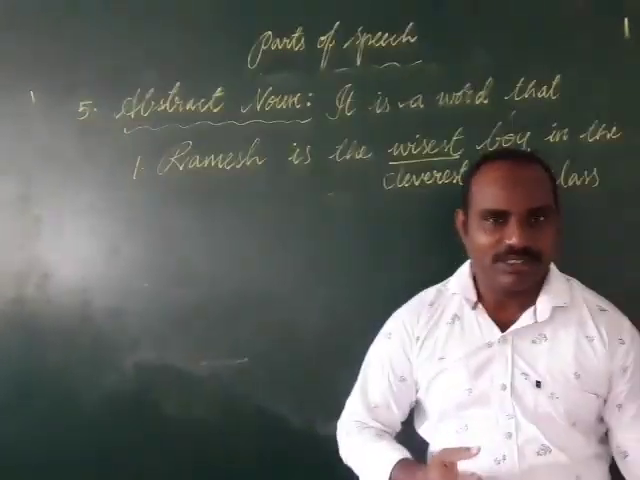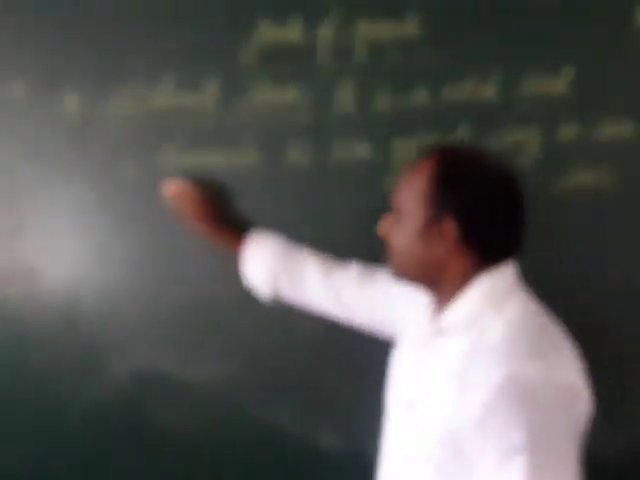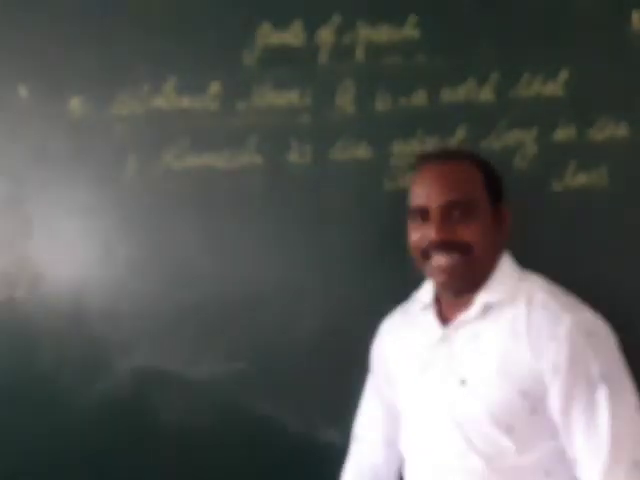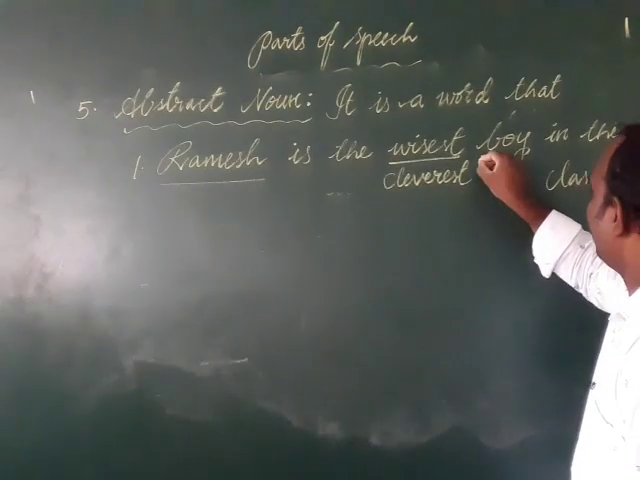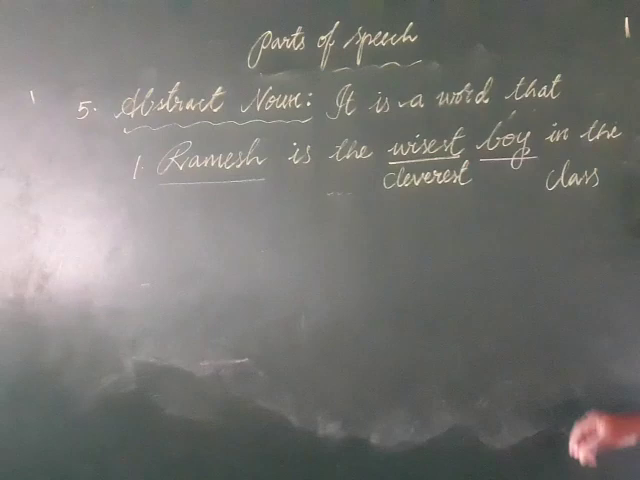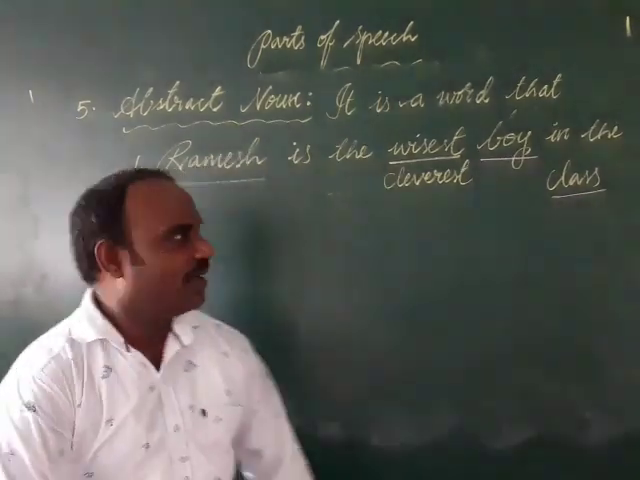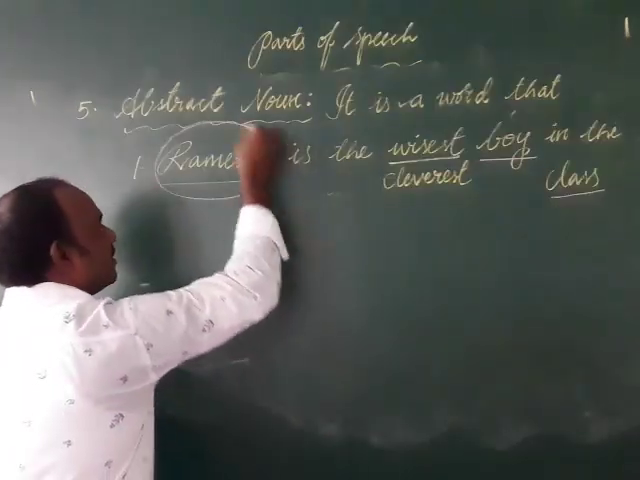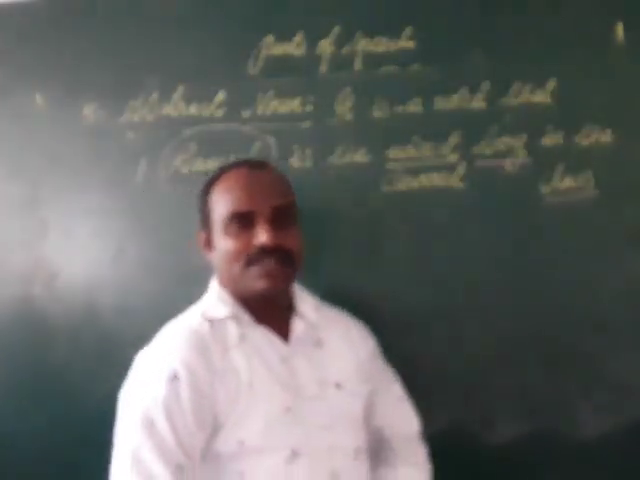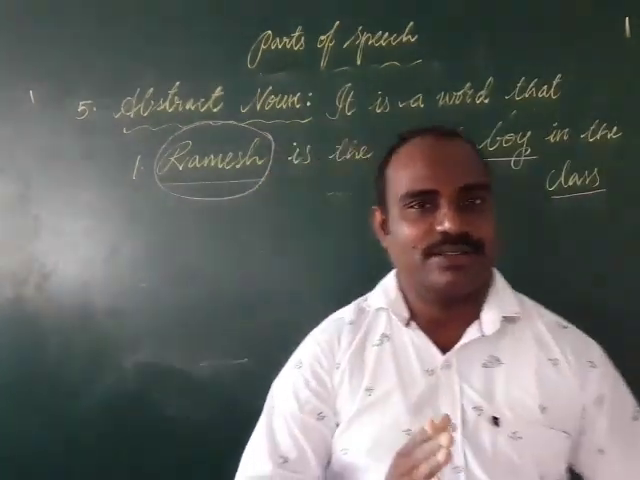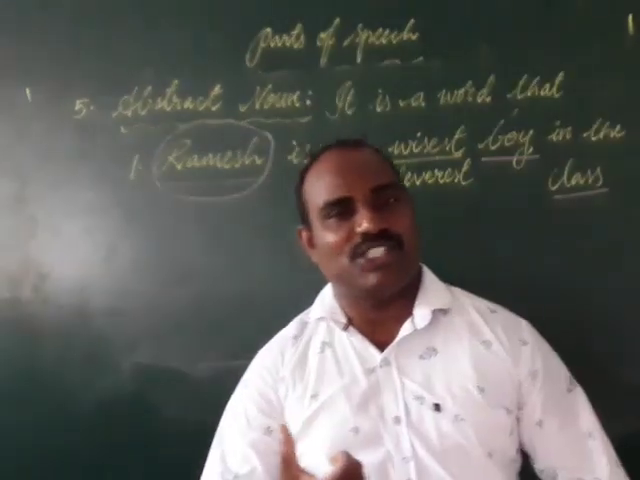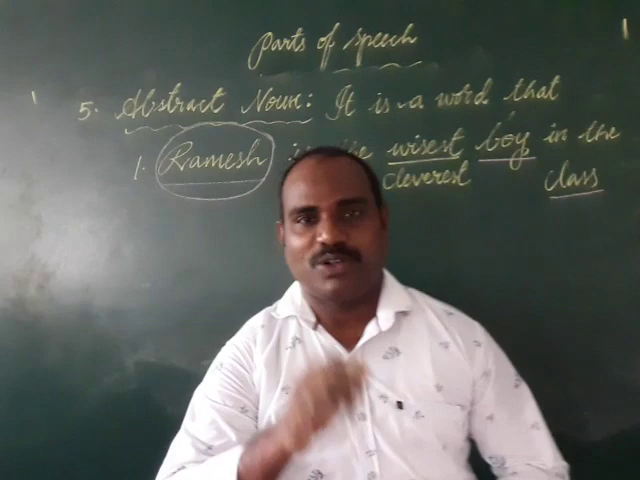See, look at the nouns in the sentence. Ramesh is a noun, boy is a noun, class is a noun. There are three nouns in the sentence. Look at the first word, Ramesh. Ramesh is a particular name of a boy. So particular names, specific names, are called proper nouns.